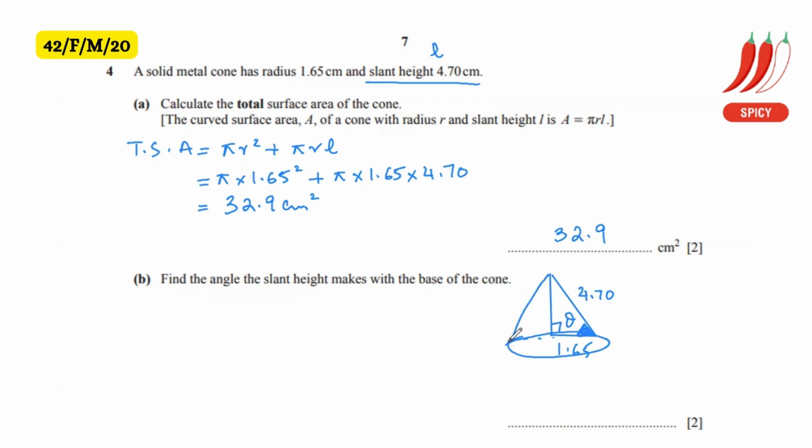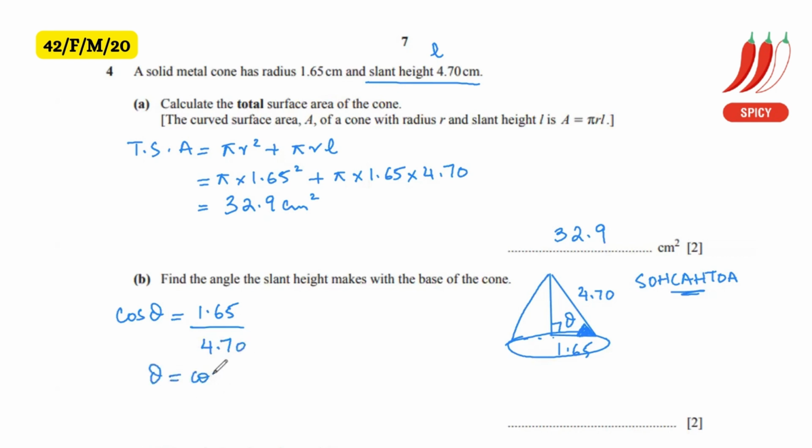So now looking at this triangle, we can see that we have the measurement of the hypotenuse and one of the legs of the triangle. So we can easily use SOHCAHTOA. From SOHCAHTOA, we need to decide which trig ratio we will use over here. We have the hypotenuse, so tangent is out. And since we have the length on which the angle lies, which is always called the adjacent, we're going to use cosine. So cos of theta equals adjacent, which is 1.65, over hypotenuse, which is 4.70.